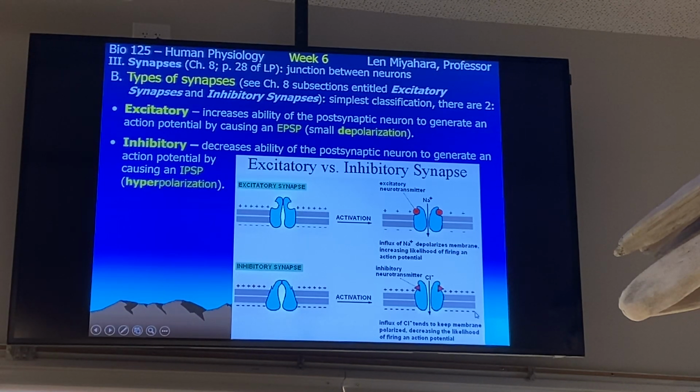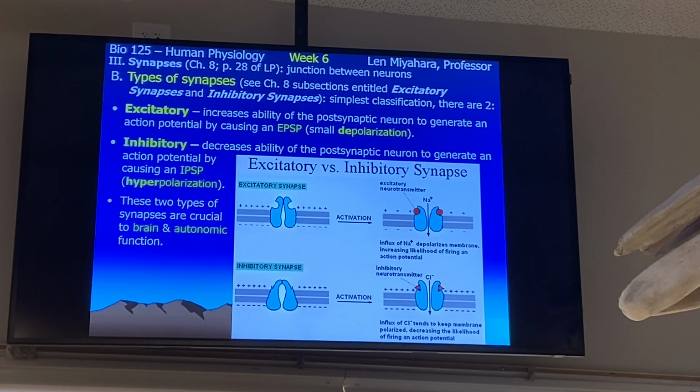Now look at the bottom one. You're adding in negative chloride. If you add in a negative ion, it's getting more negative. You're further away from threshold, it's going to get to -70. That's why the IPSP is inhibitory. You're now further away from threshold. Okay? This is going to be very relevant in the CNS. Everybody got this?